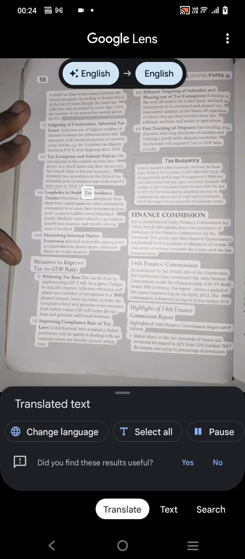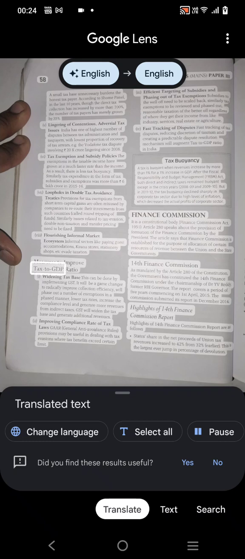Loopholes in double tax avoidance treaties. Provisions for tax exemptions from short-term capital gains are often misused by companies to reroute their investments from such countries, also called round-tripping of funds. Similarly, issues related to tax evasion, double non-taxation and transfer pricing need to be fixed. Flourishing informal market ecosystem. Informal sectors like paying guest accommodations, kirana stores, stationery shops, etc. evade taxation.